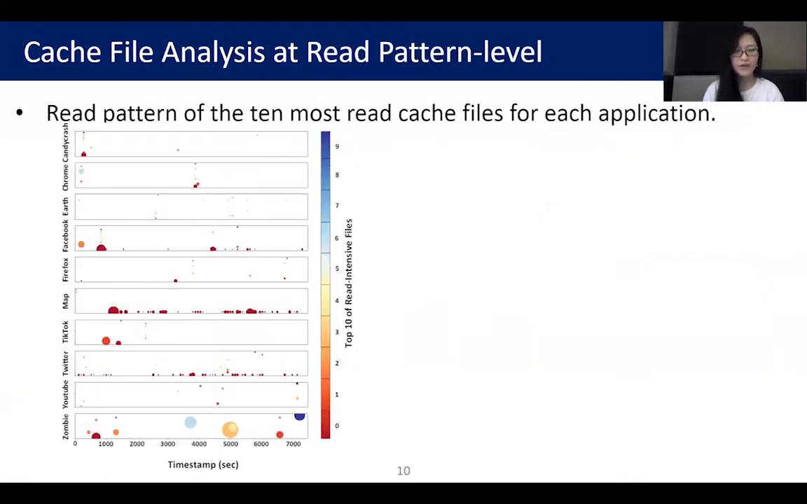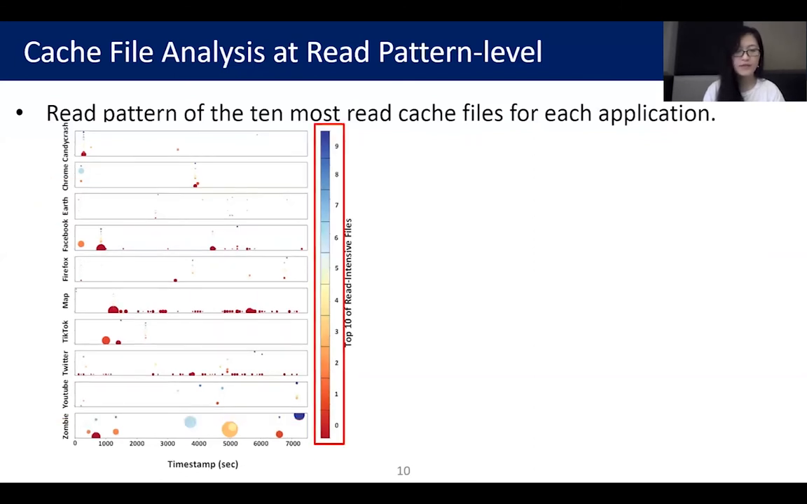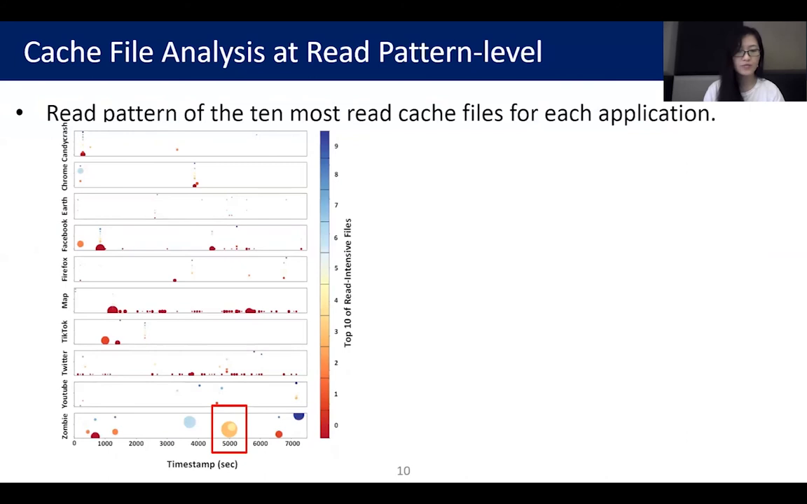Finally, we analyze cache files at read pattern level. This figure shows the read pattern of the 10 most read cache files of each application. Each frame represents an application. X-axis is the time. The selected cache files in each application are displayed by 10 colors. The dot is read. Since many read operations upon a single file could happen in a short period of time, we merge the number of reads of a file in every 80 seconds. Thus, a larger circle represents more reads in this period.